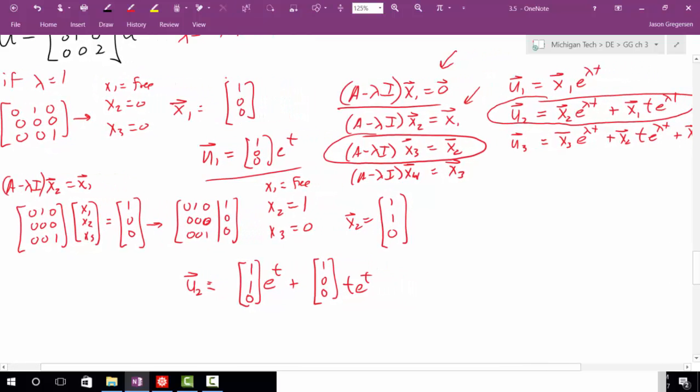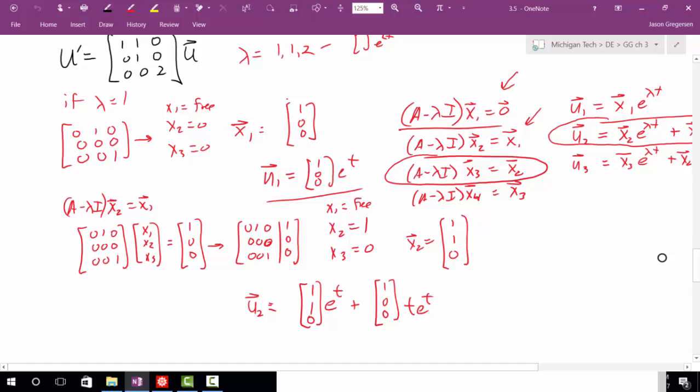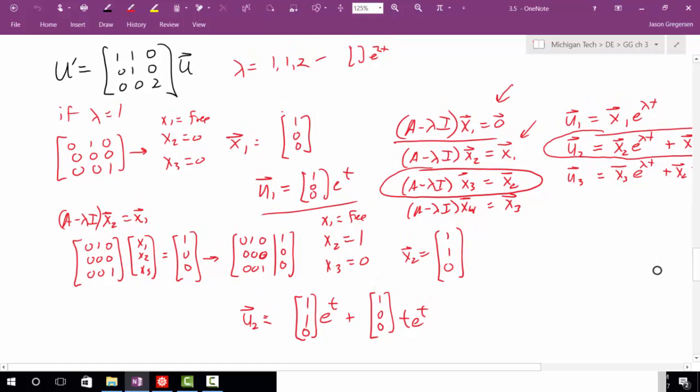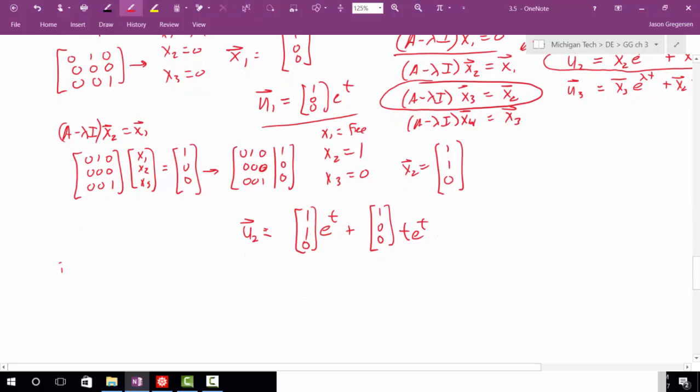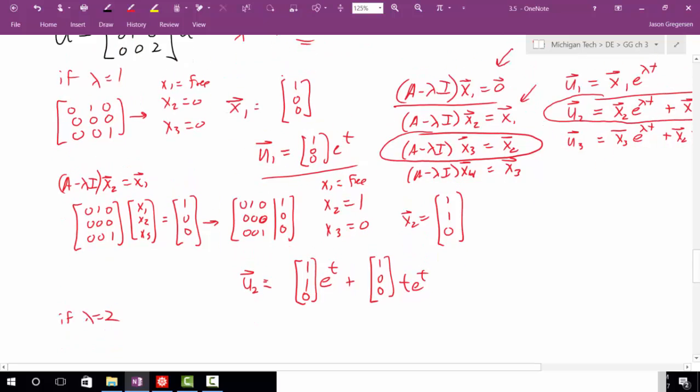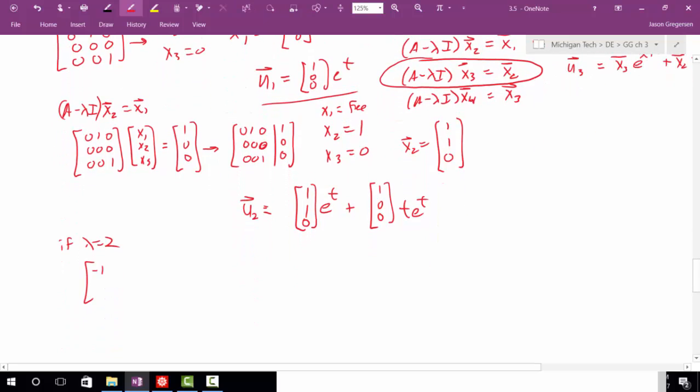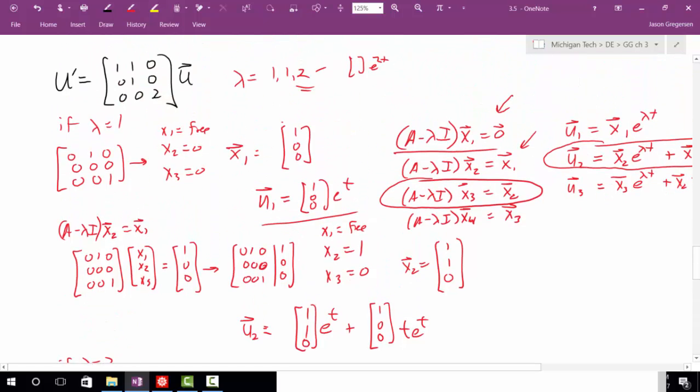Okay. So in this case, I got my second solution. I only need one more, but I still haven't used my last eigenvalue, so I'm going to use that real quick. If lambda equals 2, let's plug that guy in. I would get -1, 1, 0, 0, -1, 0, and 0, 0, 0. Is that right? Yep.